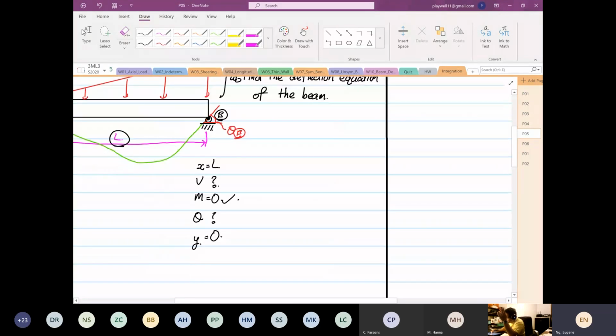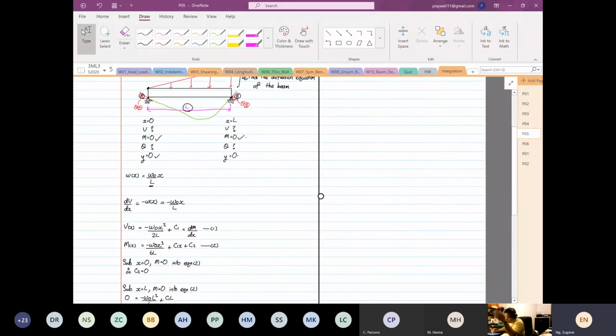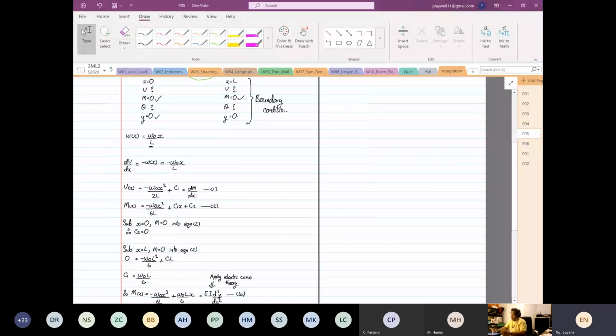For this case, it's pretty straightforward. You need to know the boundary conditions over here. Then all you need is to form the equation of the distributed load, and then you integrate.